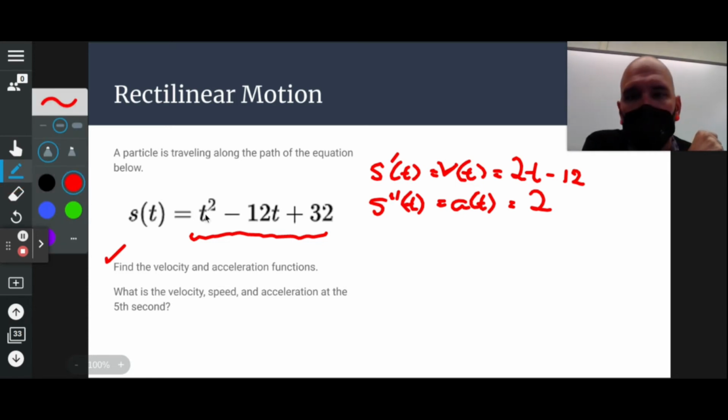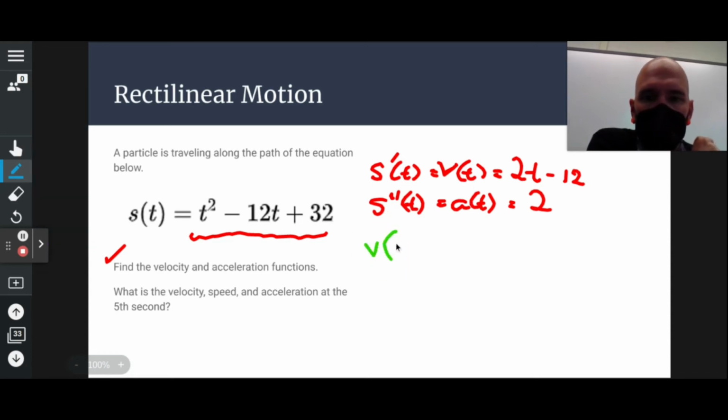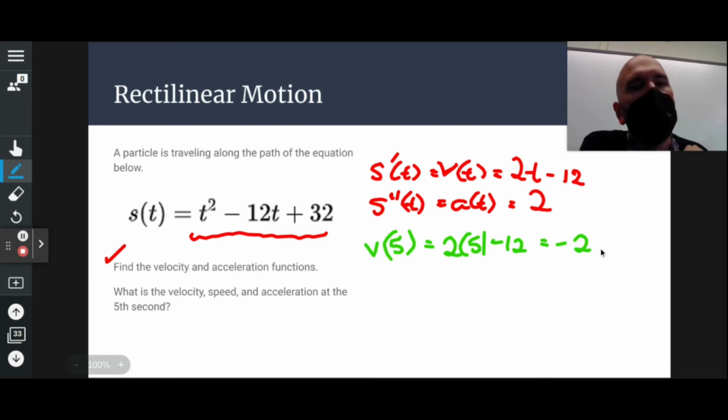So let's plug some stuff in. The velocity is going to be me taking 5 and plugging it into that t right there. So v of 5 is going to be 2 times 5 minus 12, which is negative 2. Do I have units? No, I don't. So it would be like feet per second or miles per hour, whatever.